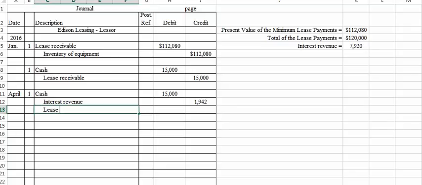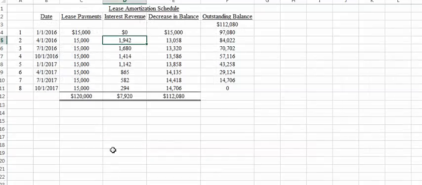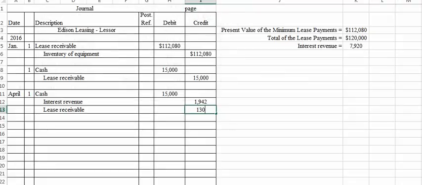And then they're going to credit lease receivable for the reduction in the principal balance, which was $13,058. Okay, now those two should total back to the $15,000. We know that they do, but let's check it to make sure. And that's the case. Okay, so that takes care of our April 1st, 2016 entry.